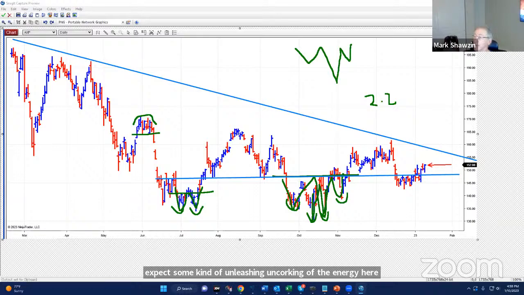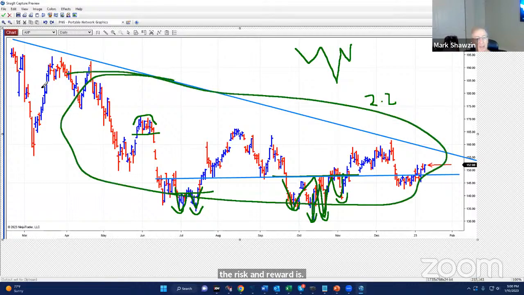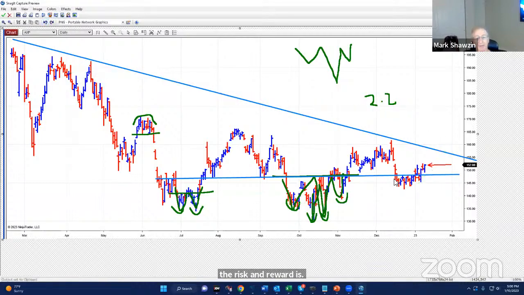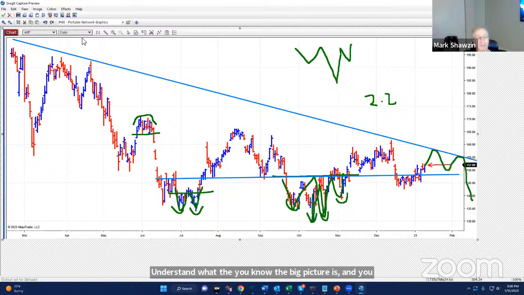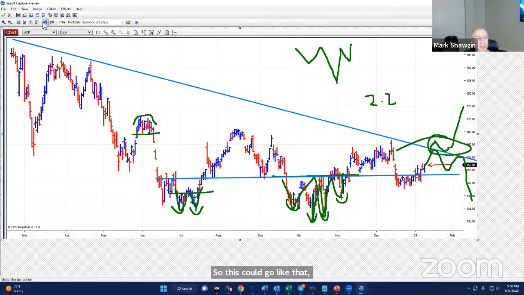Thank you, Simon. So, you know, this is what I look at. I look at price action, whether it's on the euro, yen, gold, the stock market, stock indexes. I'm just looking for areas where I can understand where the risk and reward is, understand what the big picture is, and just play within the parameters. So this could go like that, or then I look to see how it plays around certain inflection points.